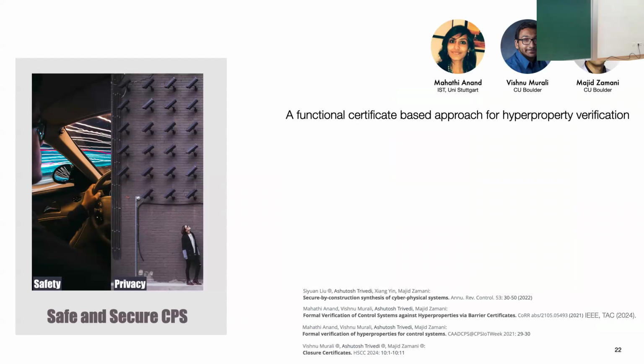This work is a collaboration with my colleague Majid Zamani, our PhD student Vishnu Murli, and Mahati Anand. Because of my prior work, the flavor of this work is this functional certificate-based approach. And that's a beautiful idea, right? In testing, you're searching for a bug in the system. In the functional certificate approach, you are again searching for some parameters, but those parameters don't give you a bug, they give you a proof of correctness. It's a beautiful search-based approach to find proof. That's quite nice.